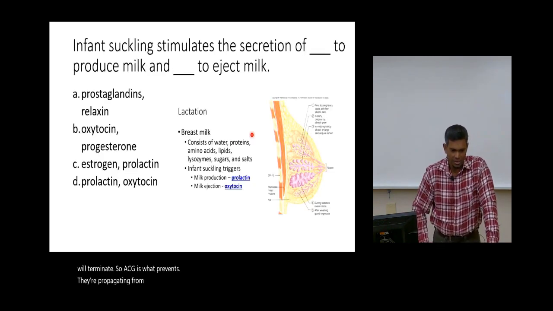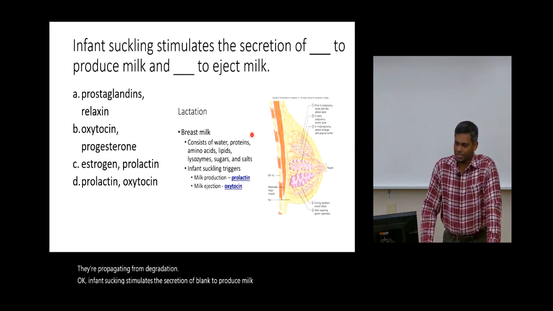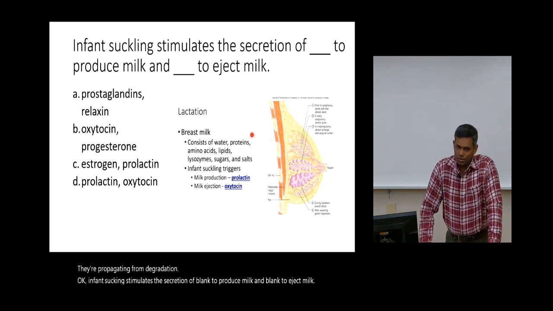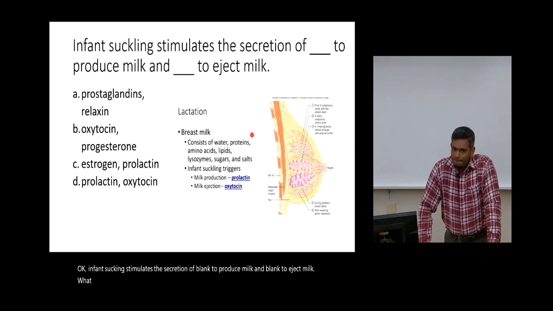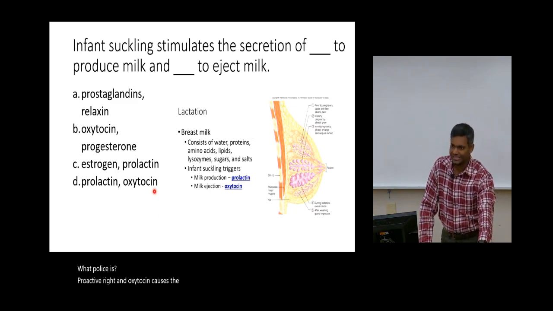Okay, infant suckling stimulates the secretion of blank to produce milk and blank to eject milk. What produces milk? Prolactin, right? And oxytocin causes the release of milk. So the answer is D.